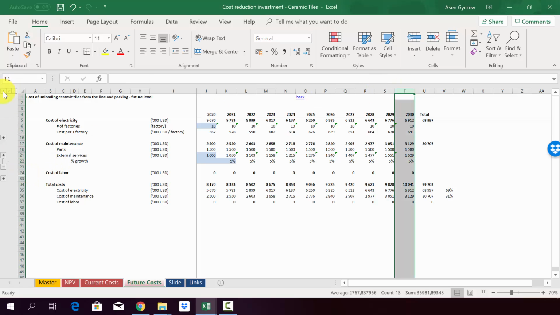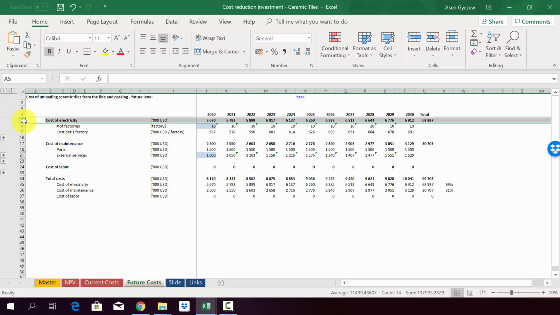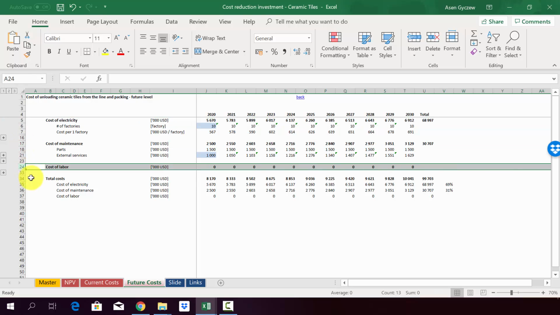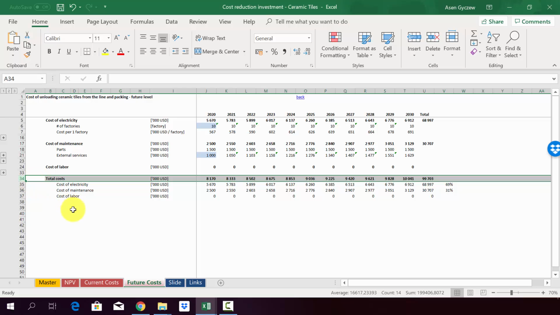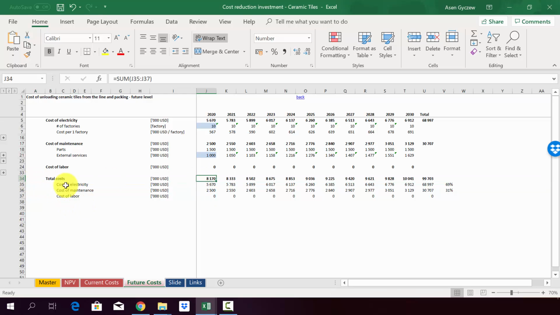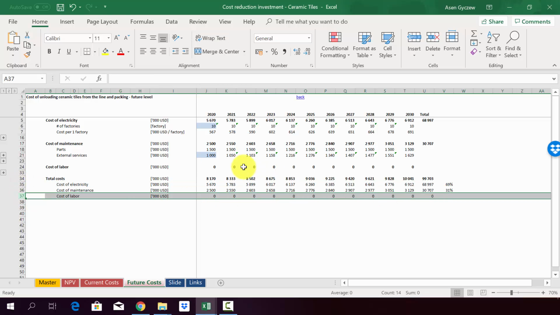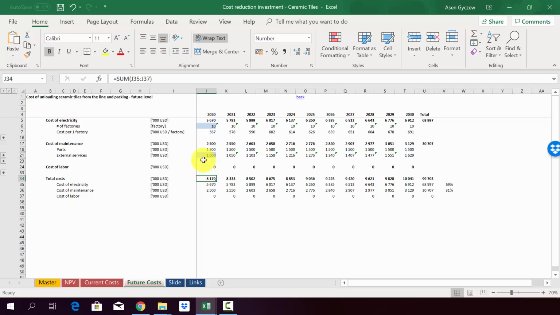So those are the two main positions, cost of electricity and cost of maintenance. Cost of labor is obviously zero, as we don't have any people. And this way we have a summary below in row 34. This is simply a sum of all costs. So we have cost of electricity, maintenance, and then labor, which is zero in this case. So the cost of all robots used for unloading the production line is 8.1 million in 2020. So if we exchange the people, we'll be paying 8 million. And then in 2030, this would be almost 10 million.